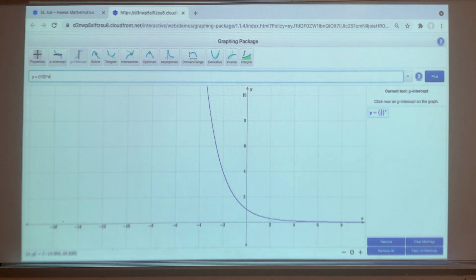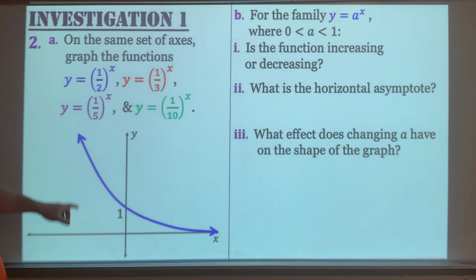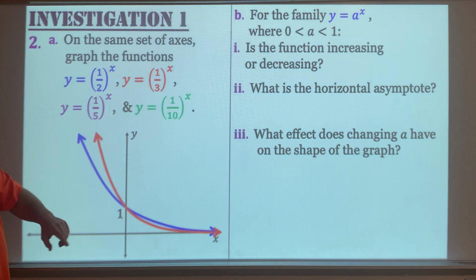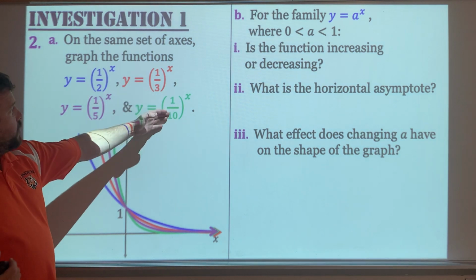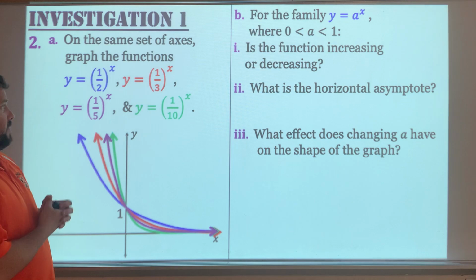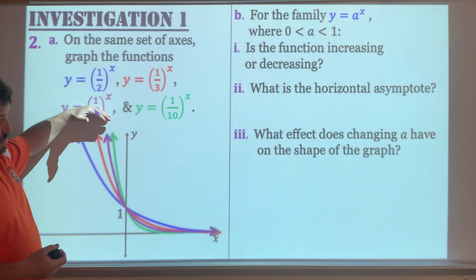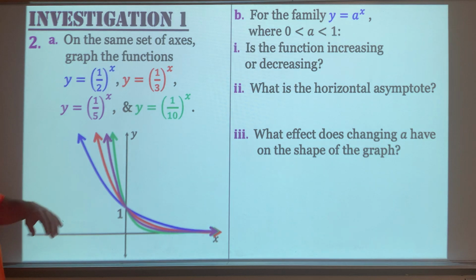So why don't you guys type in the rest? You're going to do 1/3, 1/5, and 1/10. I'm just going to change the number here. So your graph should look something like this: 1/2, 1/3, 1/5, 1/10. Now A is going to be between 0 and 1, so that's why it's all fractions. None of the fractions are negative. None of the fractions have a higher number on the numerator than the denominator, because they're all less than 1.